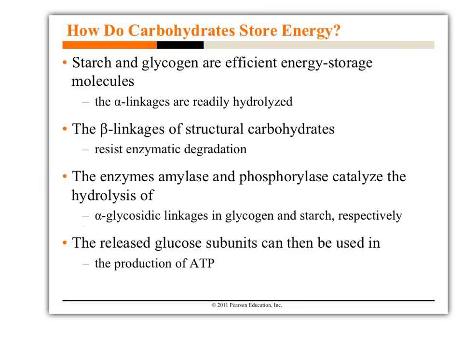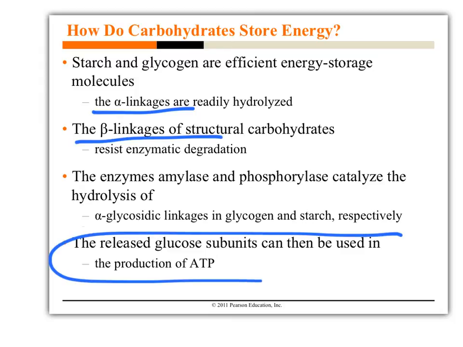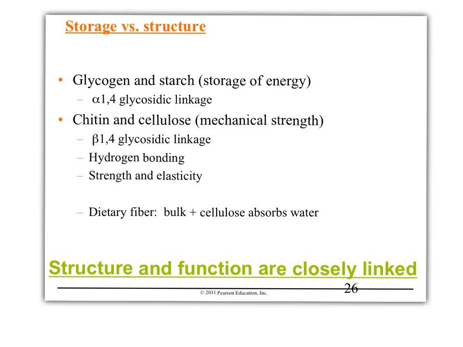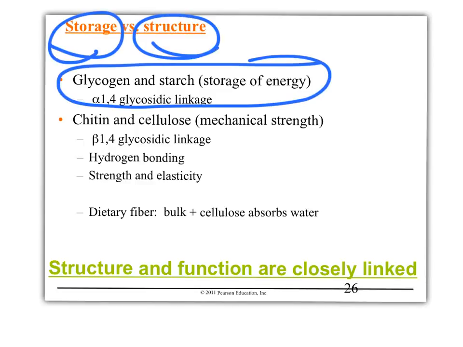This is what we've already talked about, right? Alpha-1,4 we can break down. Beta 1,4 we can't. When we stick them through glycolysis, we get ATP. If you're asked questions, you need to know which ones store and which ones are structure. Glycogen and starch, storage, or all the alphas. Strength, mechanical strength, structure, all the betas. Chitin, cellulose, and peptidoglycan.